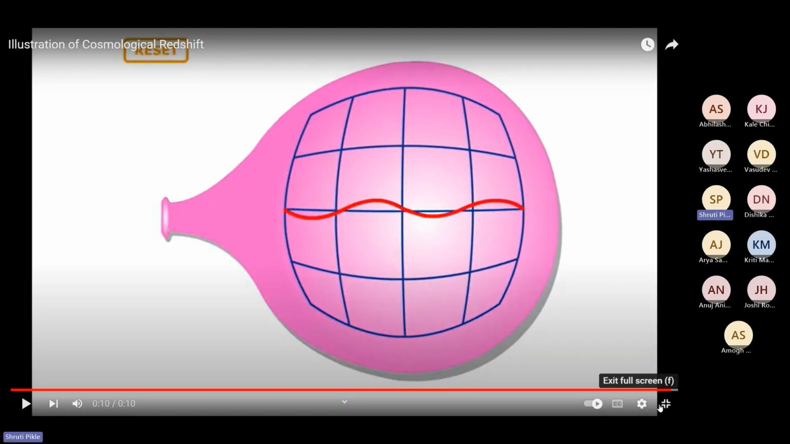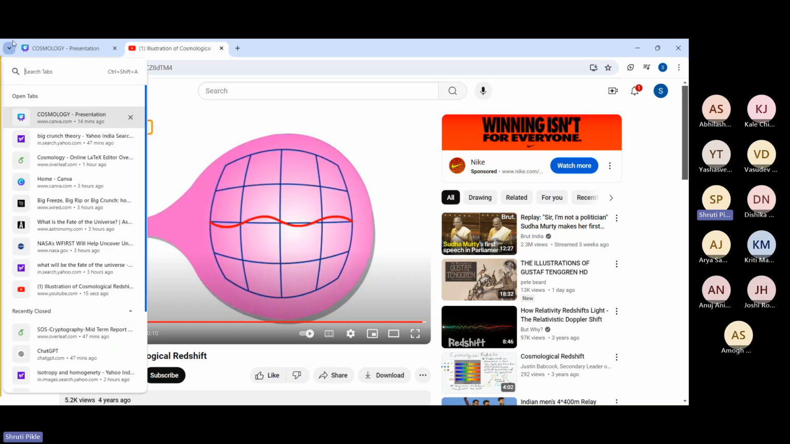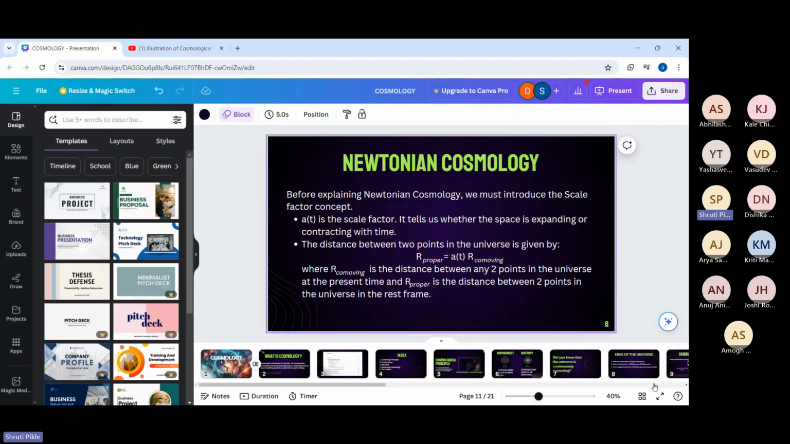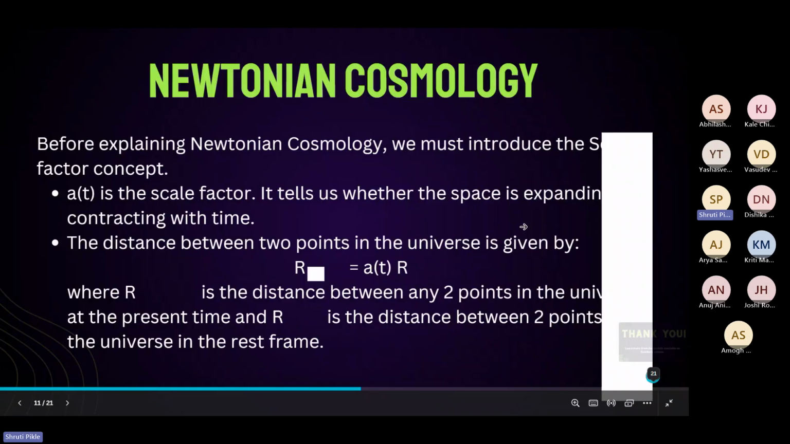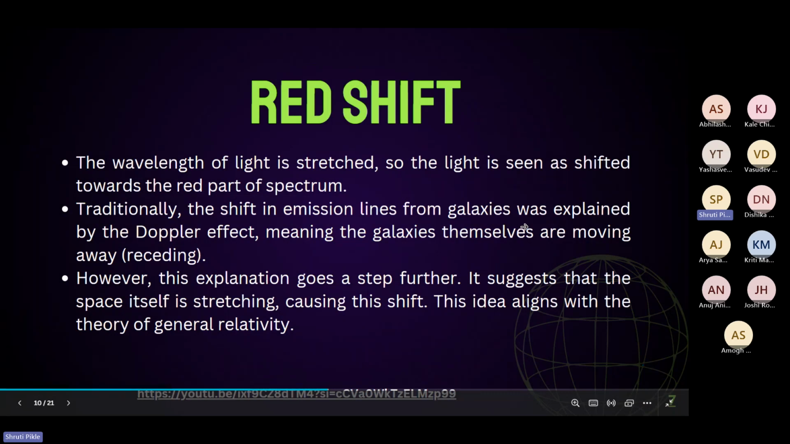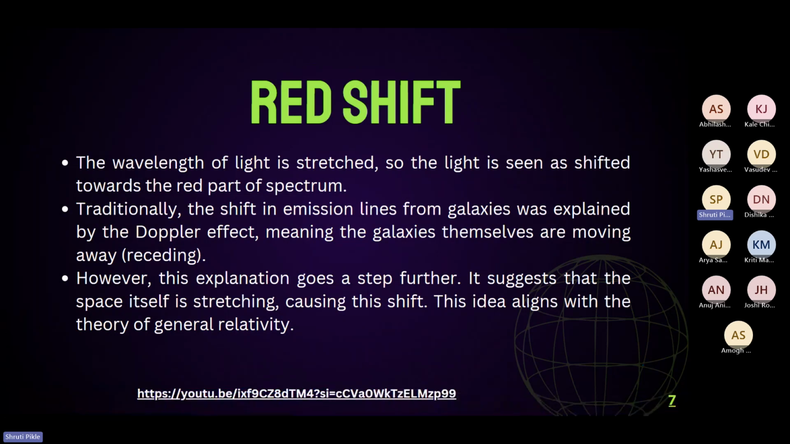So as seen, the universe itself is expanding, and thus the light is stretched and the wavelength is increased, and thus the light appears as shifted towards the red part of the spectrum. So the further presentation will be continued by Yashasvi, who will explain Newtonian cosmology to you.